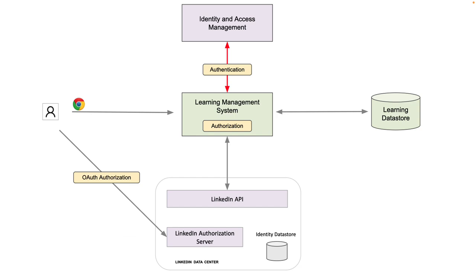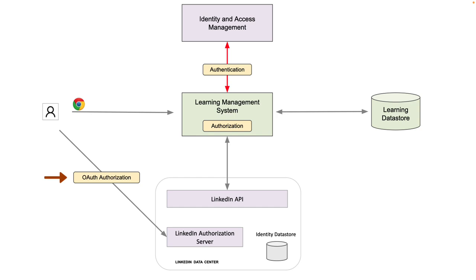So in this case, LMS needs to call the LinkedIn API, and for that, the user has to explicitly approve this call to the LinkedIn API. This approval is called the OAuth authorization and is completely different from the enterprise authorization. This approval is given by the user to the application to call the API. So in the diagram, you can clearly see where authentication is taking place, where enterprise authorization is taking place, and where the OAuth authorization is taking place.